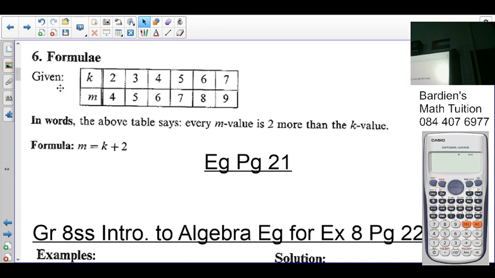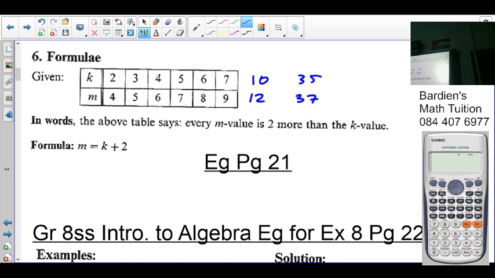So formula. We are given K, which is 2. If K is 2, M is 4. If K is 3, M is 5. When K is 4, M is 6. When K is 5, M is 7. When K is 6, M is 8. When K is 7, M is 9. If K was 10, what would M have been? 12. If K was 35, what would M be? 37.